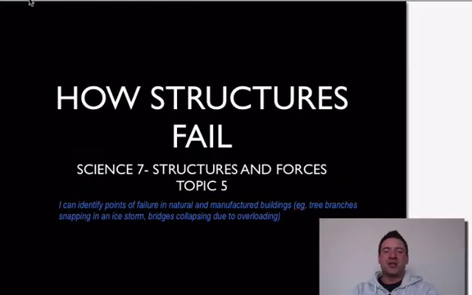Today we're going to be talking about how structures fail. It's Science 7 students, and this is Structures and Forces. It's going to be topic 5 in your textbook for study purposes. The general outcome that we'll be meeting today is I can identify points of failure in natural and manufactured structures or buildings. So examples are tree branches snapping in an ice storm or bridges collapsing due to overloading.